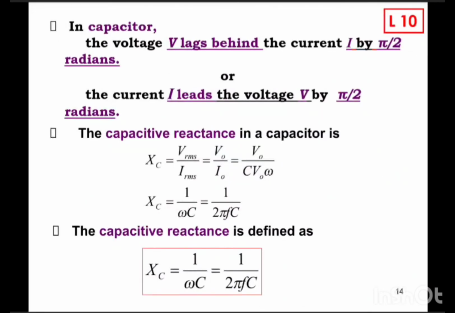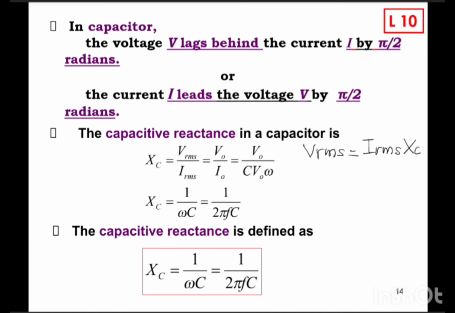Okay, in a capacitor, the voltage V lags behind the current I by pi over 2 radians, or the current leads the voltage by pi over 2 radian. So the capacitive reactance in the capacitor is Xc. So Xc equals, from Ohm's law, Vrms equals Irms times Xc. So Xc equals Vrms over Irms, or V naught over I naught.